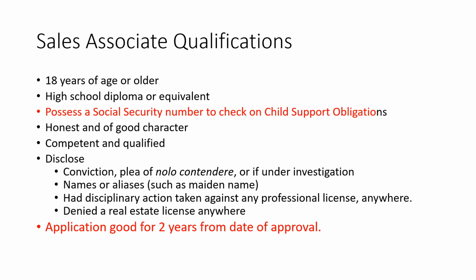You have to be 18 years or older to put in your application, have a high school diploma or equivalent, and have a social security number to check on your child support obligations. Be honest, competent, and disclose, once again, any convictions and so forth. Any other names that you've had, such as a maiden name. If you have had any disciplinary action taken against you for any professional license anywhere, and also if you have been denied a real estate license anywhere. And the application you put in is good for 2 years from the date of approval. You can take the state exam.